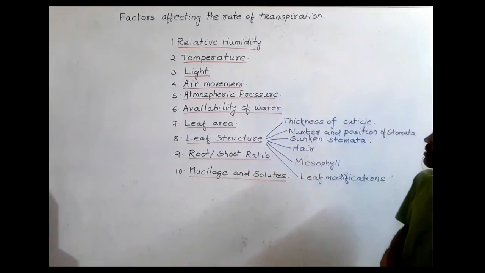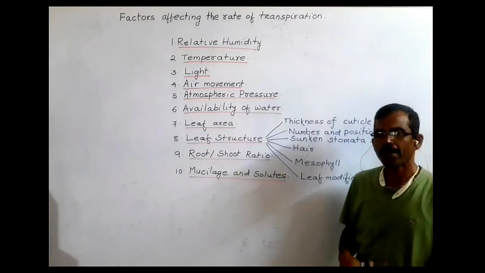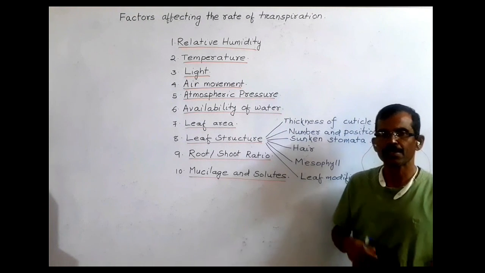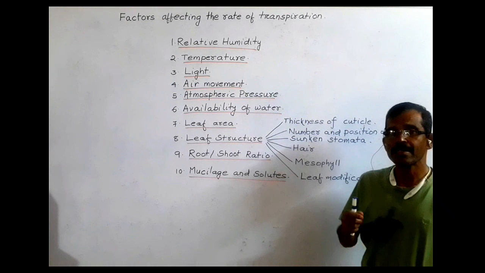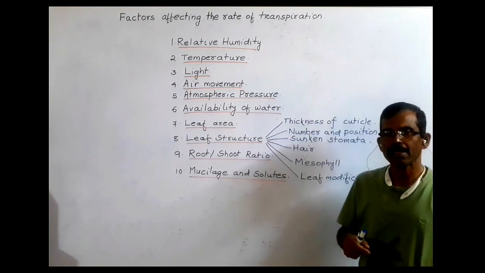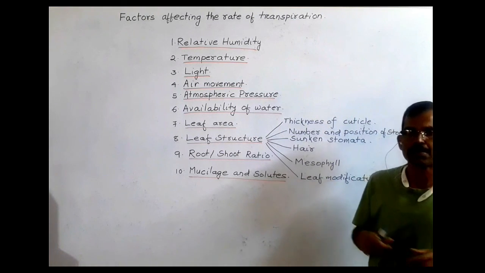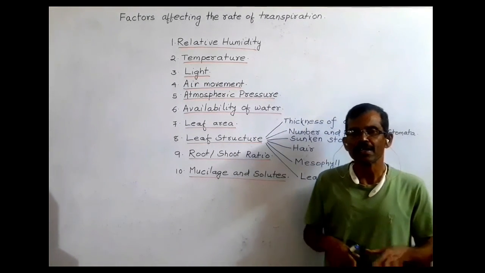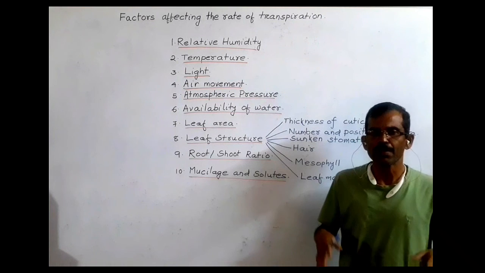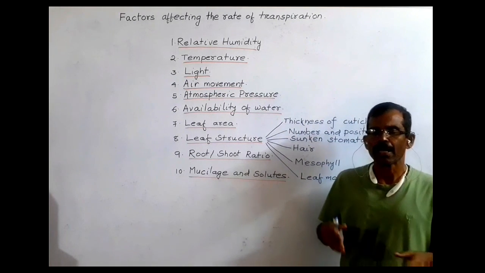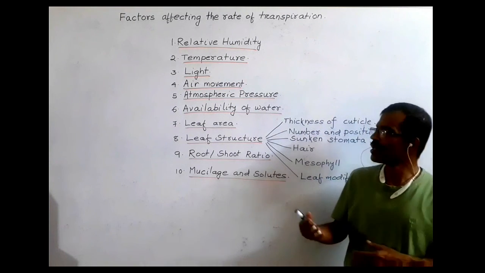Another factor is air movement. Air movement also affects the rate of transpiration. When there is still air, the water vapor gets accumulated around the leaf, thereby increasing the amount of water vapor around the leaf. So, the rate of transpiration decreases.